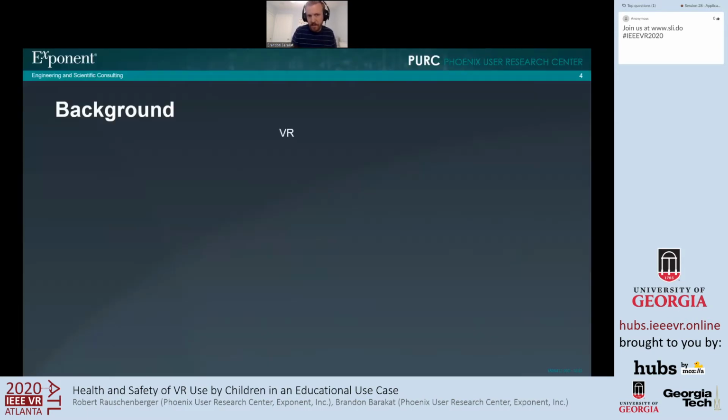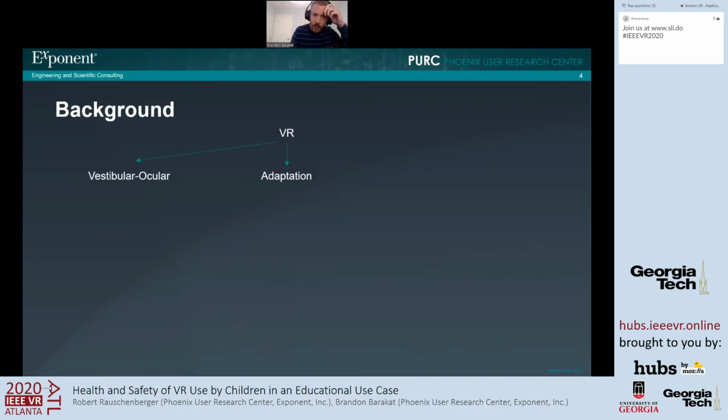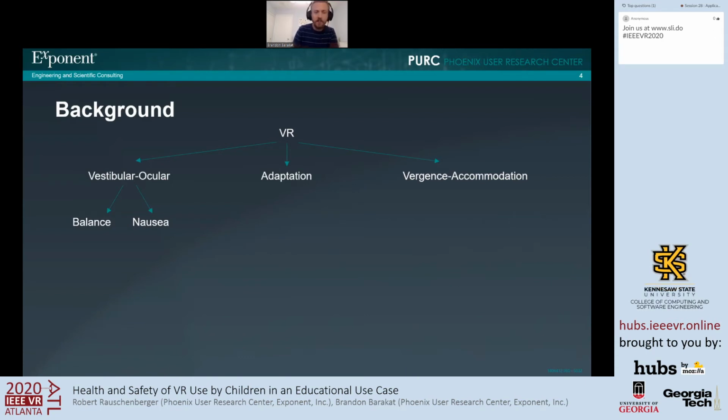A little bit of background first. You can think of VR as potentially affecting a few different domains in terms of health and safety issues. One being the vestibular ocular domain, another being adaptation-related effects, so sensory adaptation or sensory motor adaptation, as well as potential issues related to the vergence accommodation conflict, which I'm sure most of you are already familiar with, so I'm not going to go into a description of that. I want to break this down a little bit further and then also show how the measures that we used in our study map onto each of these domains.